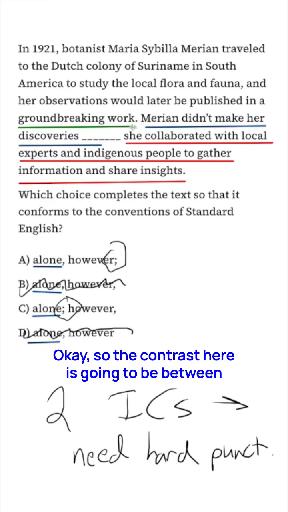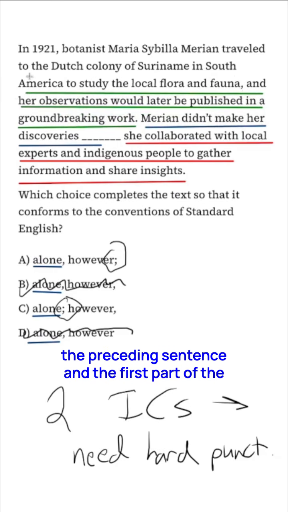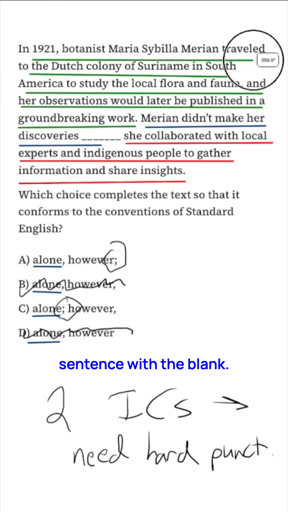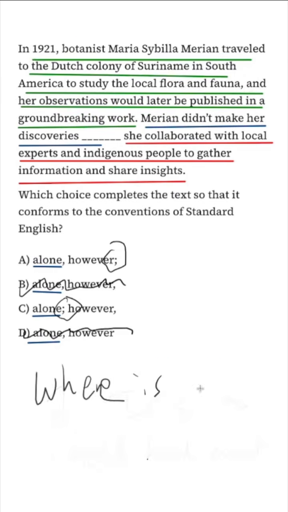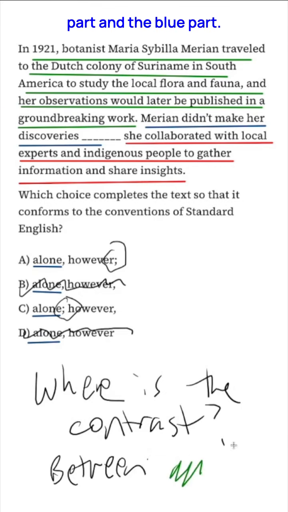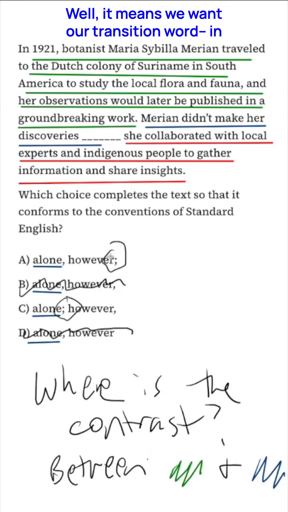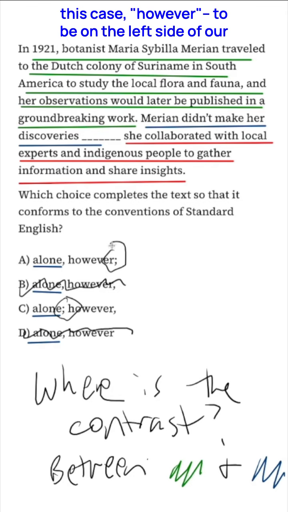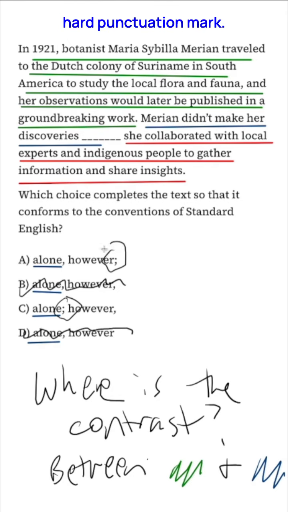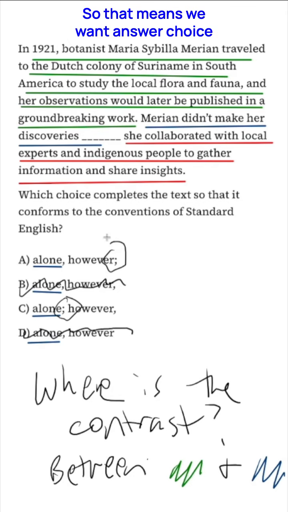So the contrast here is going to be between the preceding sentence and the first part of the sentence with the blank. So our contrast is between the green part and the blue part. What does that mean? Well, it means we want our transition word, in this case "however," to be on the left side of our hard punctuation mark. So that means we want answer choice A.